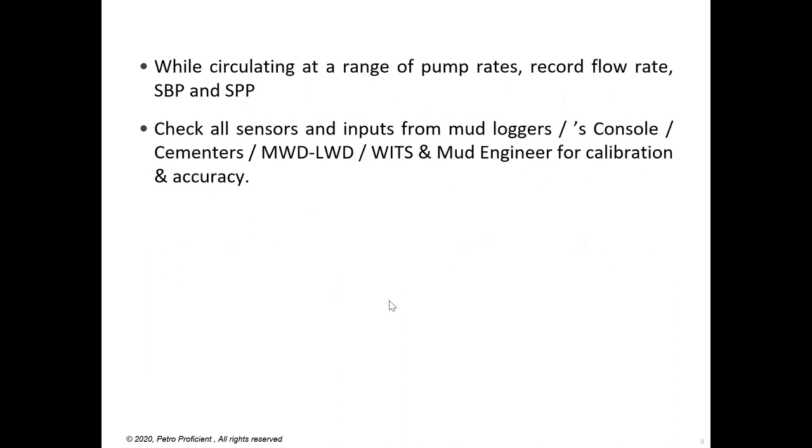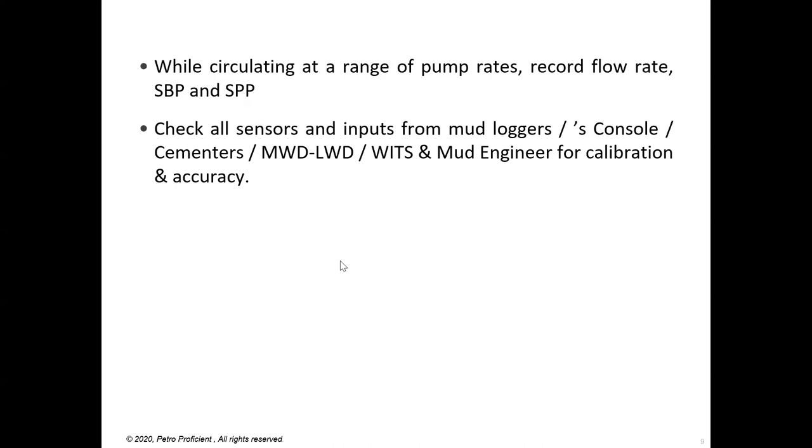So while circulating at a range of pump rates, the possible pumping rates that you will be using for drilling the particular section, you need to record surface back pressure and standpipe pressure at those circulating rates. Check all the sensors and inputs from the mud loggers' console, from the cementer, from MWD, LWD, weights, and the mud engineer, and calibrate them accurately.